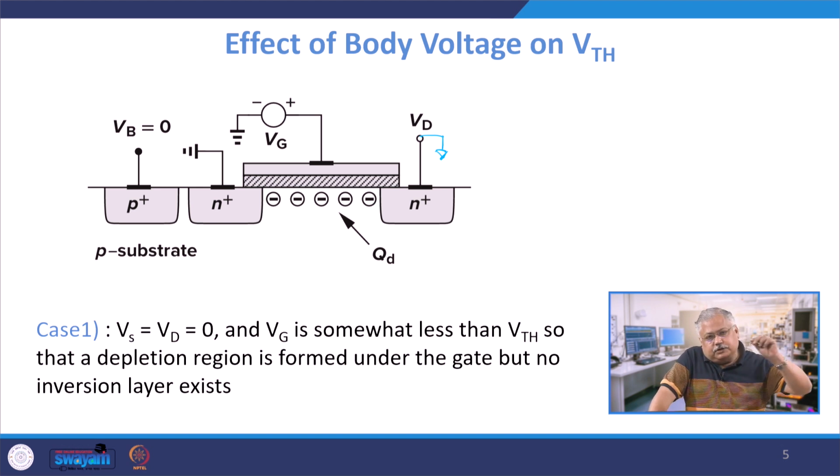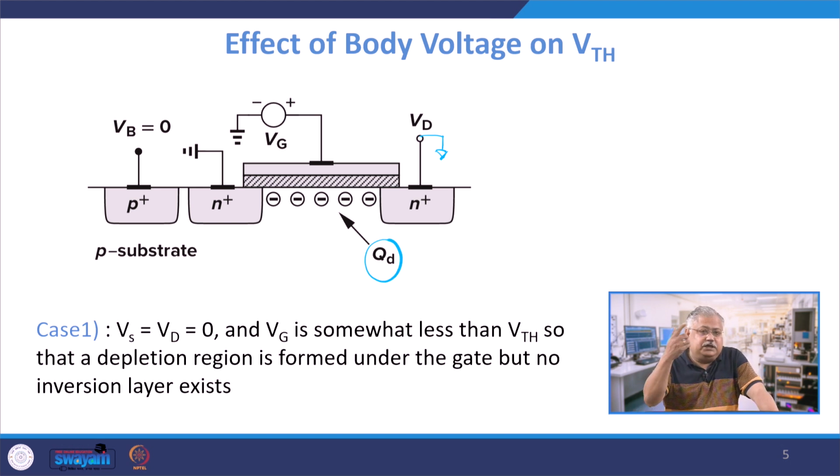I have applied a positive bias on the gate side, but it is not as large as threshold voltage. So if it is not large, it will simply form a depletion region at the silicon dioxide interface, and that will be given by Q depletion, Qd, right. Q depletion will be the charge. There will be no inversion layer because your Vg is not equal to the threshold voltage of the device here, and both my biases are 0.